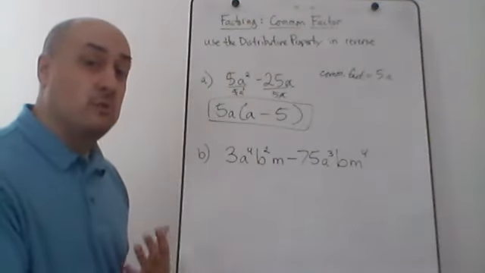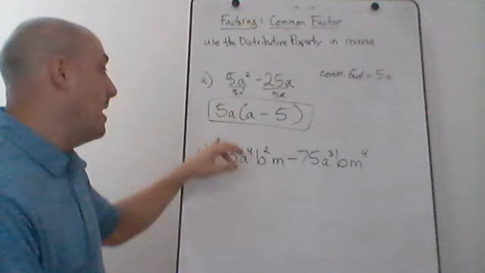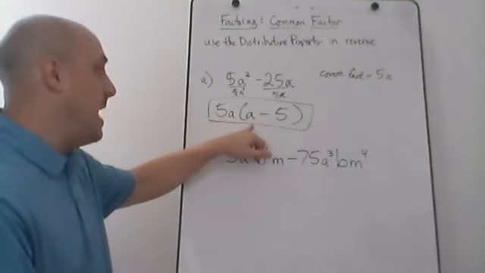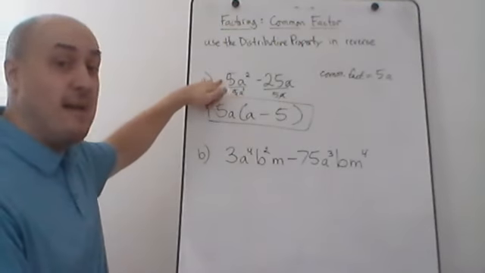Now, to double check your factoring work, all you have to do is multiply it back together. If I distribute this 5a into the parentheses, 5a times a, that a times a gives me that 5a squared.